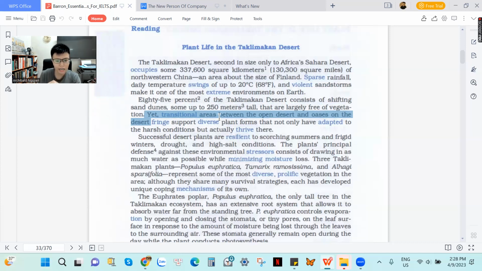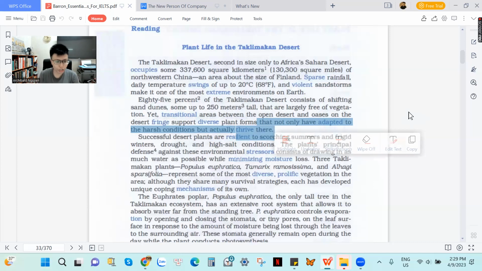Here they are talking about the transitional areas. And where are the transitional areas? These areas are located between the open desert and the oasis. And in these areas, the flowers or the plant forms are going to be supported, for some scientific reasons we don't know, that have not only adapted to the harsh conditions, but actually thrive there.